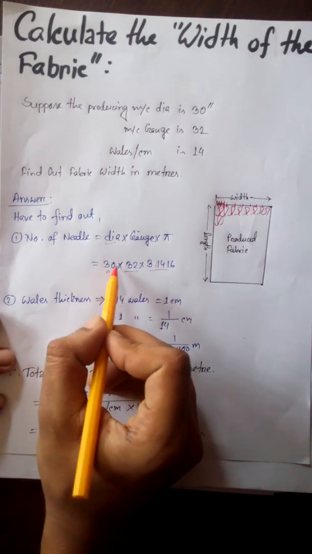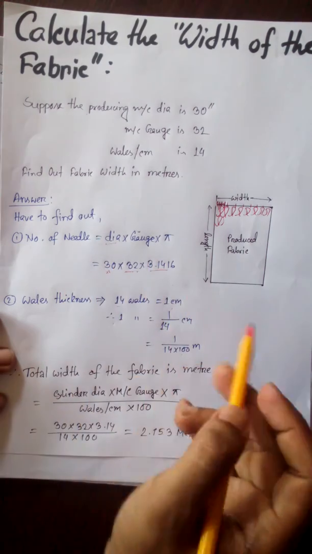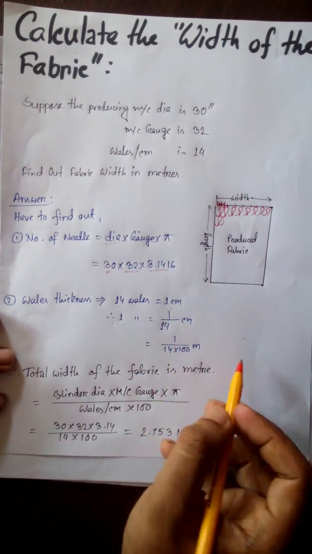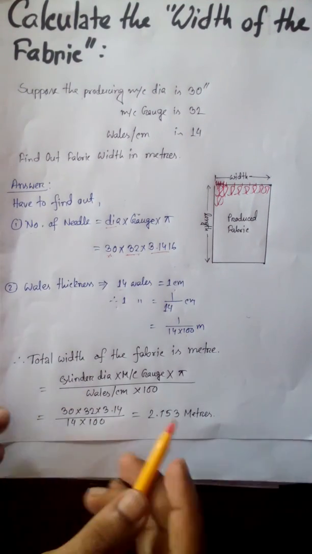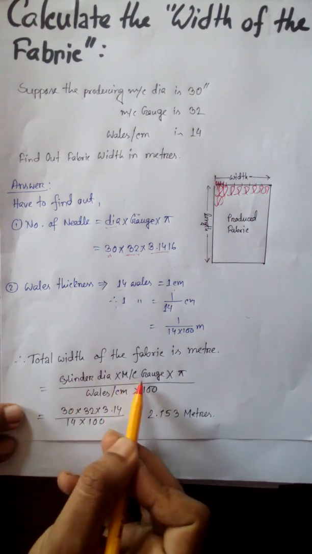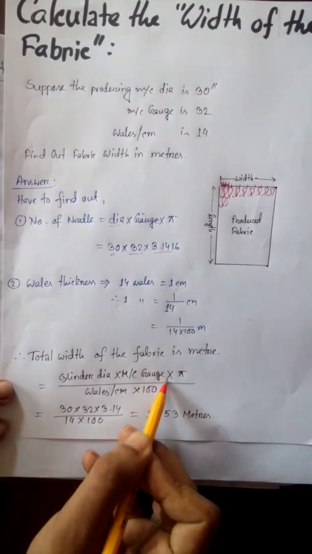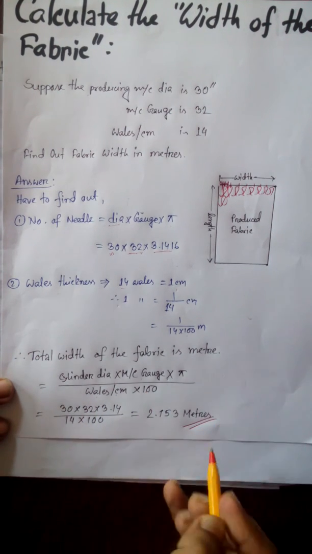So we multiply the total number of needles with the thickness of one walls, and then we will find the total width of the fabric. So the full formula would be cylinder dia into machine gauge into pi, the upper one, then divided by walls per centimeter into 100. So the total answer would be like this.